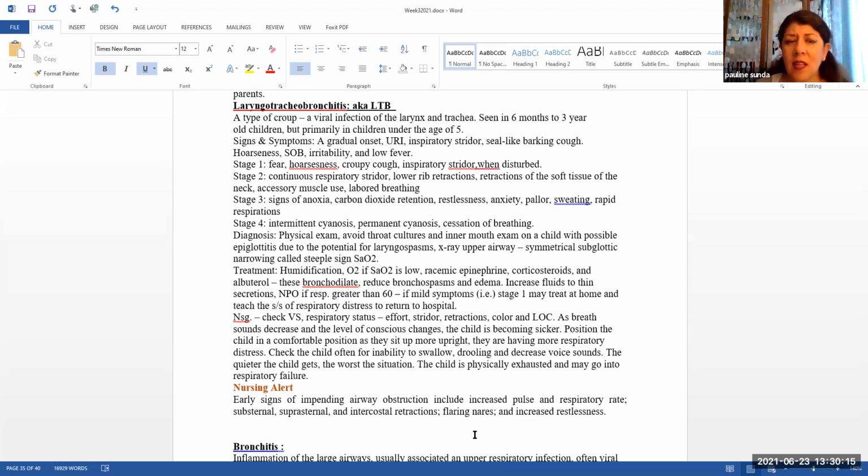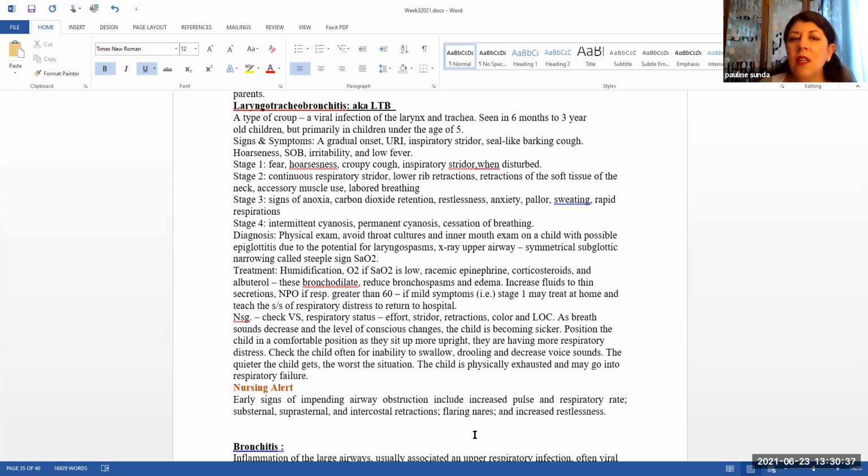There are 4 stages of LTB. Stage 1 is fear, hoarseness, a croupy cough, inspiratory stridor, and this inspiratory stridor occurs when they are disturbed. This is a phase typically they can be managed at home. If they progress to stage 2, then they need to come to the hospital.